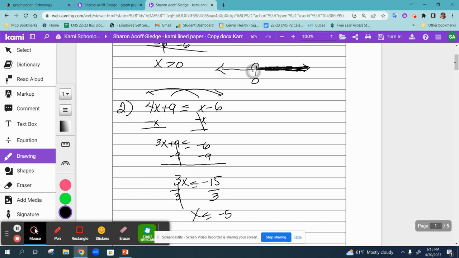Now on the first one, I forgot. You have to put an open circle because it's greater than. That means it does not include 0. But in this one, it's less than or equal to negative 5. So it includes the 5.